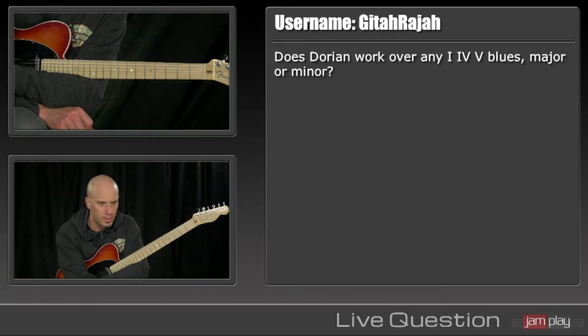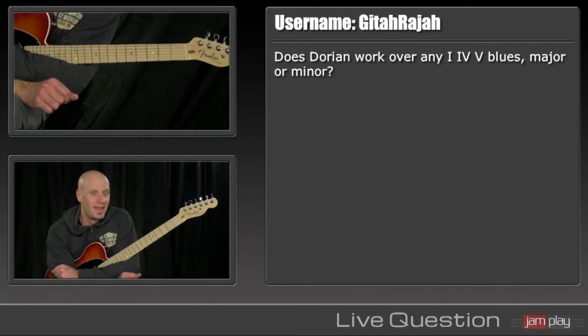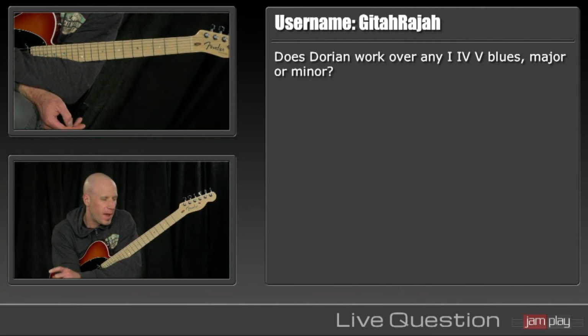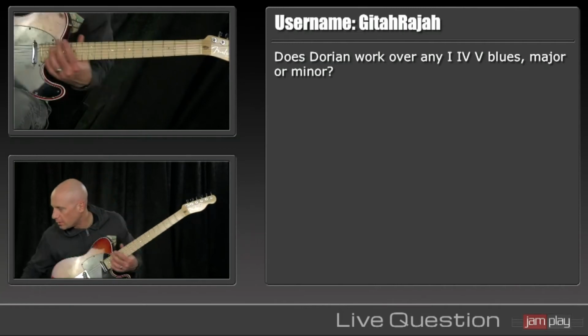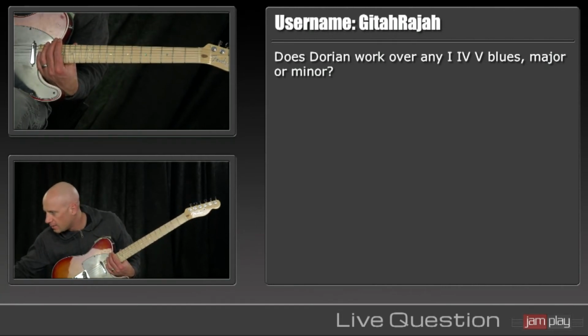Okay, and then a question from Guitar Raja again here. Does Dorian work over any 1-4-5 blues, major or minor? Very good question. It does, as long as you are conscious of the minor third. I just got done teaching a lesson on this, actually. I'm going to pull up a blues backing track. Just a second here. I hadn't planned on this, but let's see here.